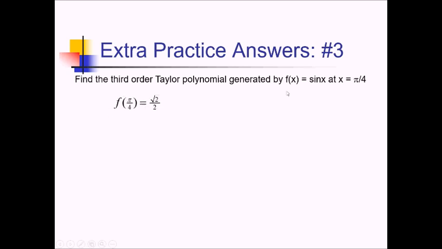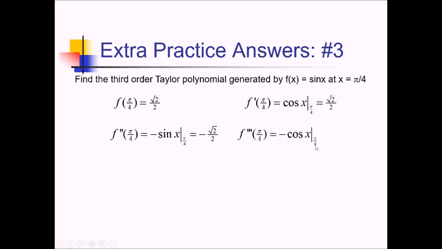First derivative, well, we have the derivative of sine, which is cosine. Evaluating that at pi over 4 also gives us radical 2 over 2. The derivative of cosine to get our second derivative now, that's going to be negative sine of x. And evaluating that at pi over 4, that's going to be negative root 2 over 2. And the third derivative, that's the derivative of negative sine of x. That's going to be negative cosine of x. Evaluating that at pi over 4 also gives us negative root 2 over 2.